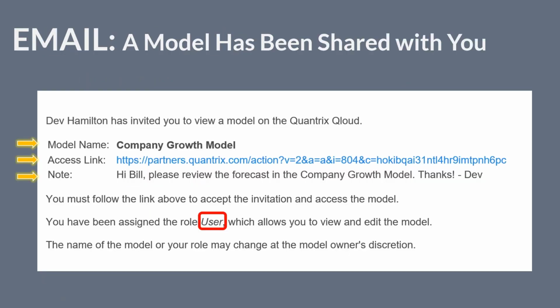For many of you, your first introduction to Qloud will be an email that looks like this. If you receive this email, it's because someone has shared a model with you. There are a few important pieces of information within this notification: who shared the model, the name of the model, your access link, any notes from the model owner, and your assigned role, which sets your level of permissions. Your next step is to click the access link.